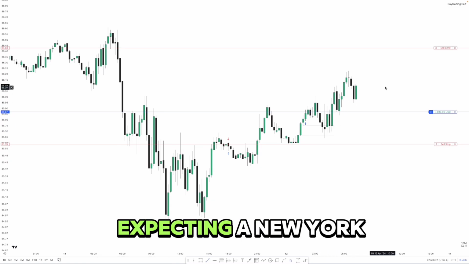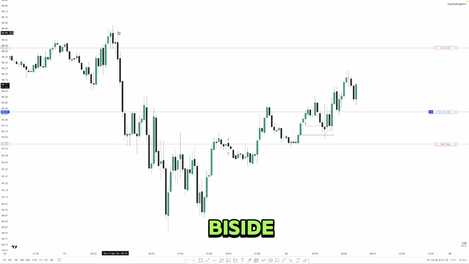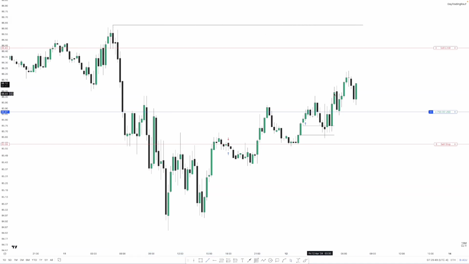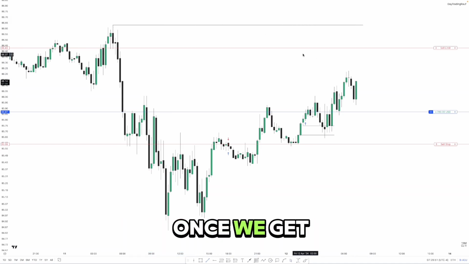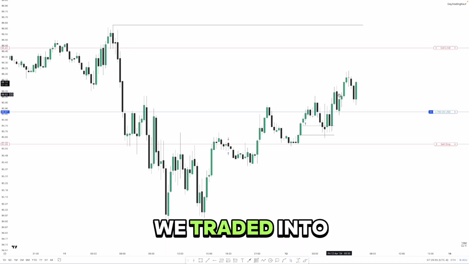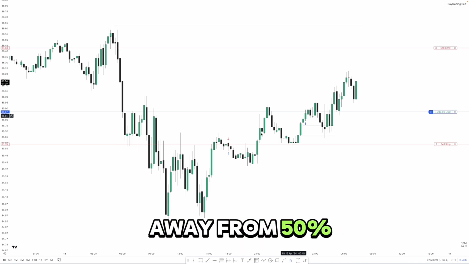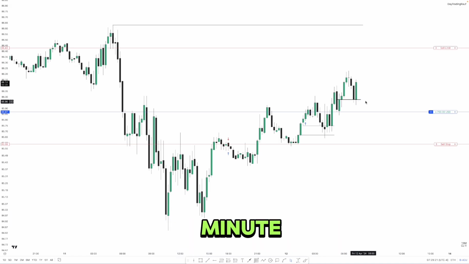So I am expecting a New York session for us to keep expanding higher, and we will trade into the buy side liquidity above this high. However, I'm looking to take profit once we get into this area right here. And as you can see, we traded into this down close candle right here, and we traded away from 50%. And in 1 minute, this 15-minute candle is going to close, and I do believe that we will start to push higher into the buy side.